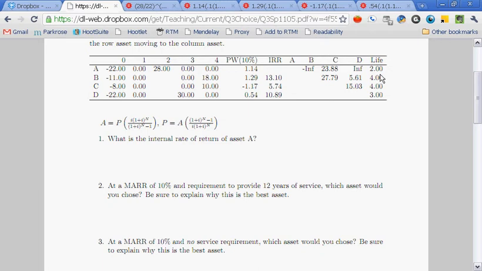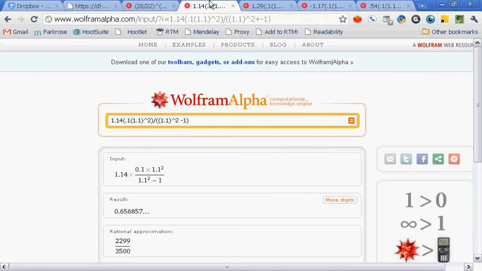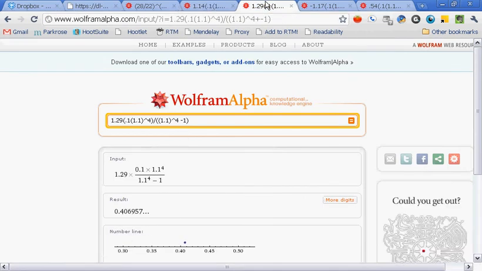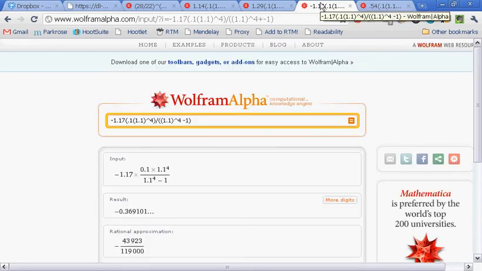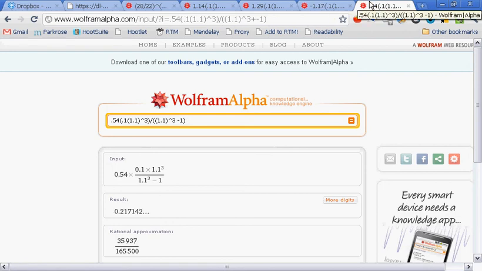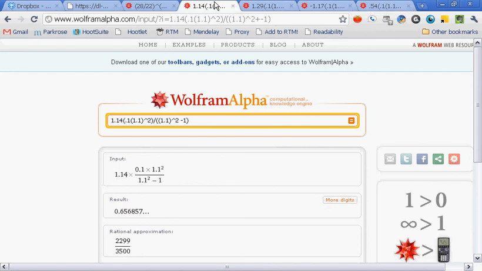Well, if you make these calculations, you'll find that asset A has an annual worth of 0.65, asset B has an annual worth of 0.4, so A is still best. Asset C has a -1, so you know that that can't be best, and asset D has an annual worth of 2.1. So if you look back, you'll see that asset A provides you with the highest annual worth.